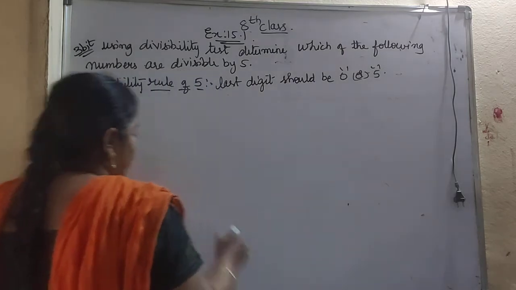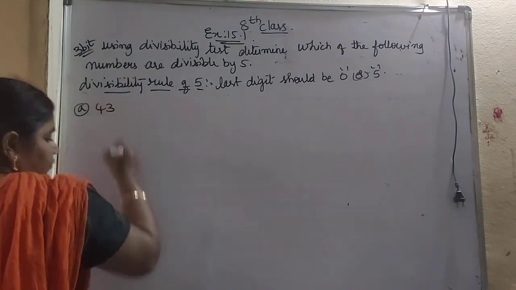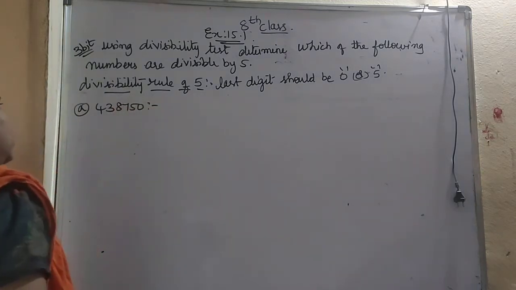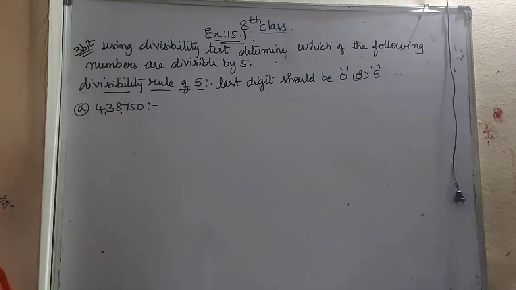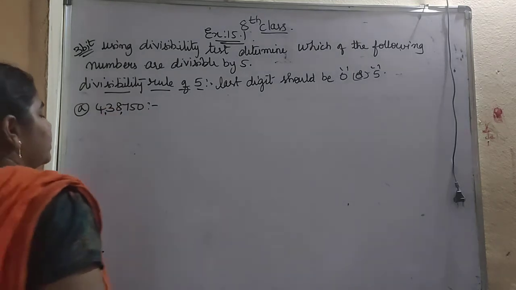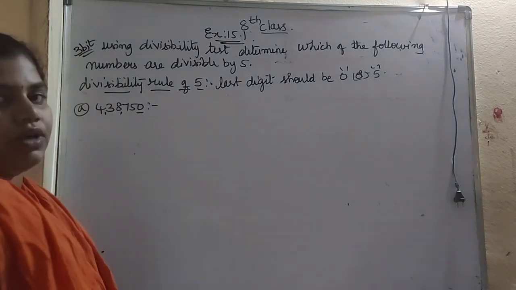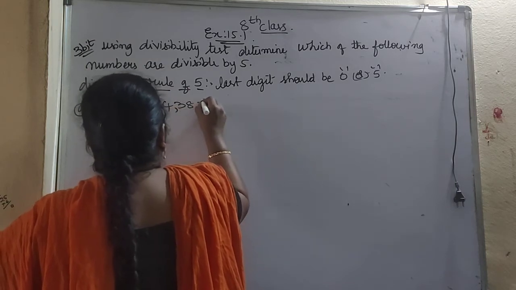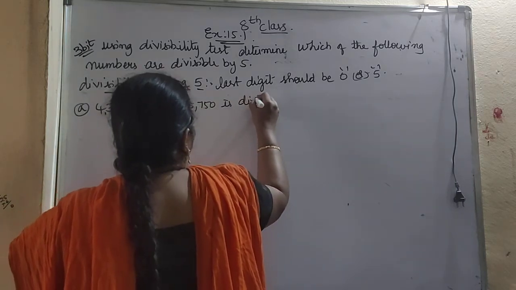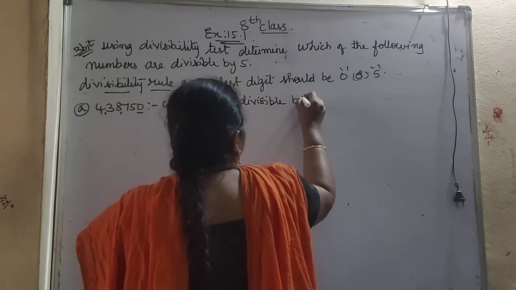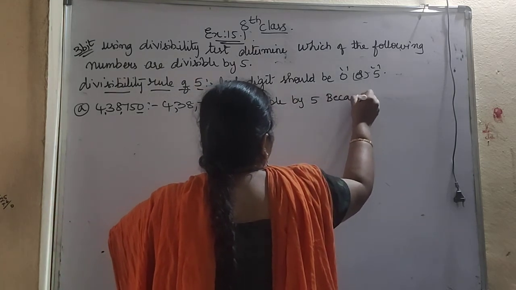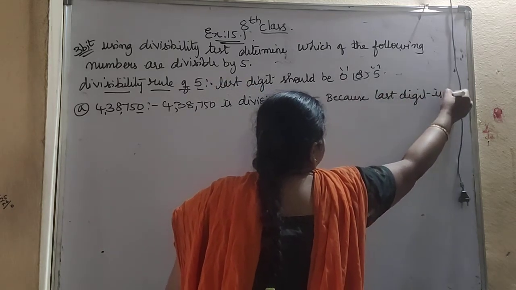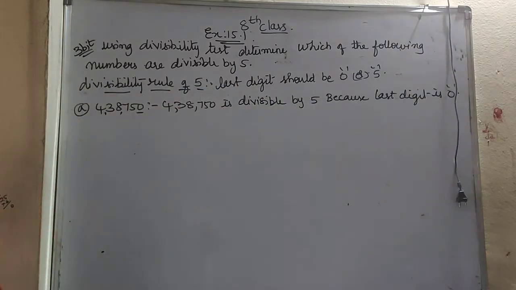So in that, the first one is A bit, 438750. So if you take this, that is 4,38,750. What is the last digit? Last digit is 0. So we can say 4,38,750 is divisible by 5 because last digit is 0. So this is our first one.